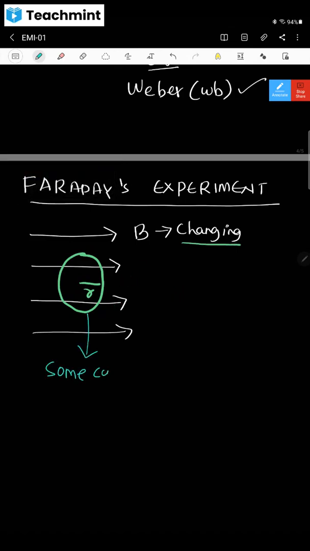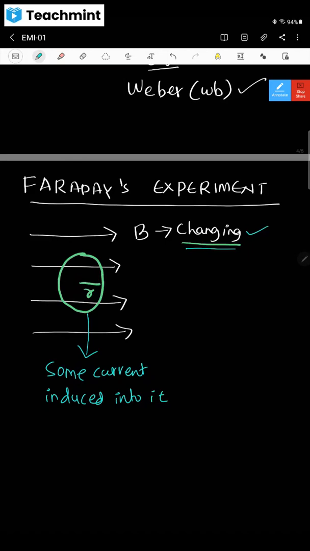Some current came into it. Okay, instead of saying current came into it, he used the word some current induced into it. Just simply, he was placing this round conductor here. He was changing this magnetic field, and he saw that due to this changing magnetic field, some current came.